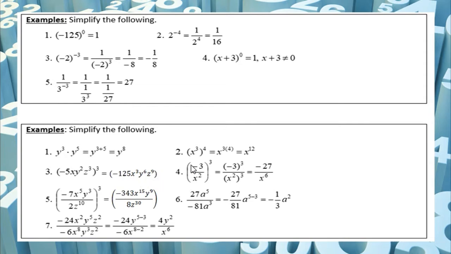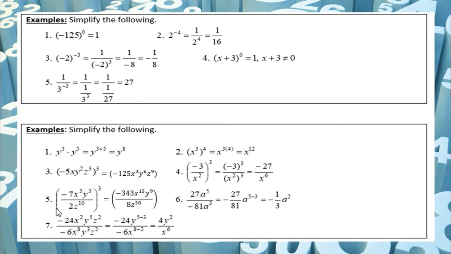Number 4. We have here negative 3 over x squared, quantity, cubed. So, whenever there is an exponent outside, we cube both the numerator and the denominator. So, negative 3 cubed is equal to negative 27. And in our denominator, x squared cubed is equal to x to the power of 6. So, the answer is negative 27 over x to the power of 6.